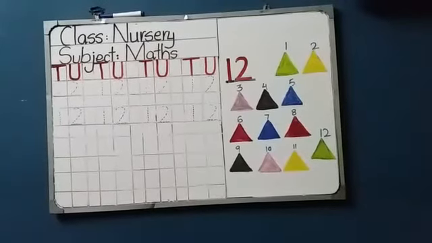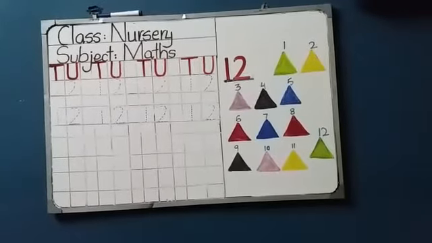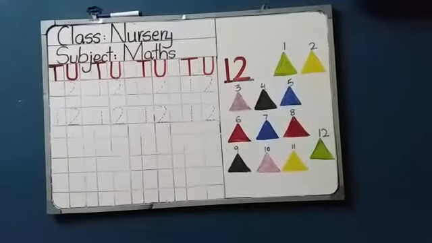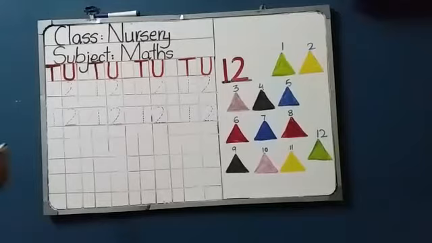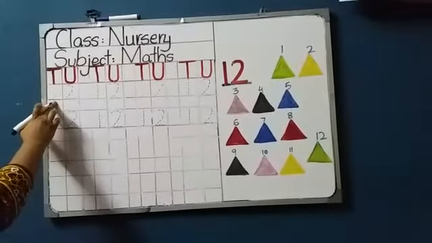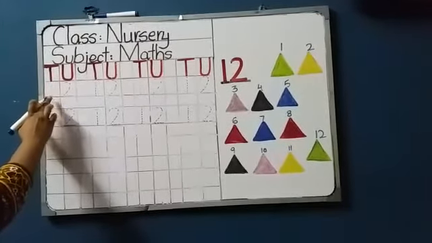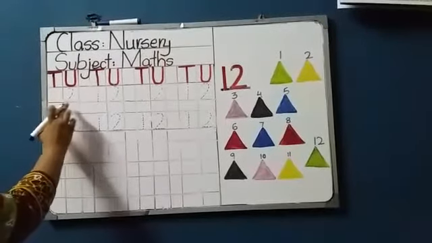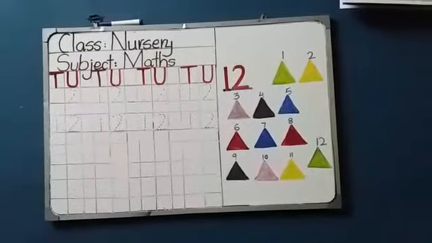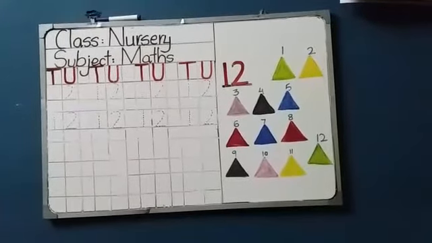Okay students, now how to write 12? Look here, how to write 12? So we will write 12 here, on dots. We will trace it. Okay, we will trace it first. So start with me.